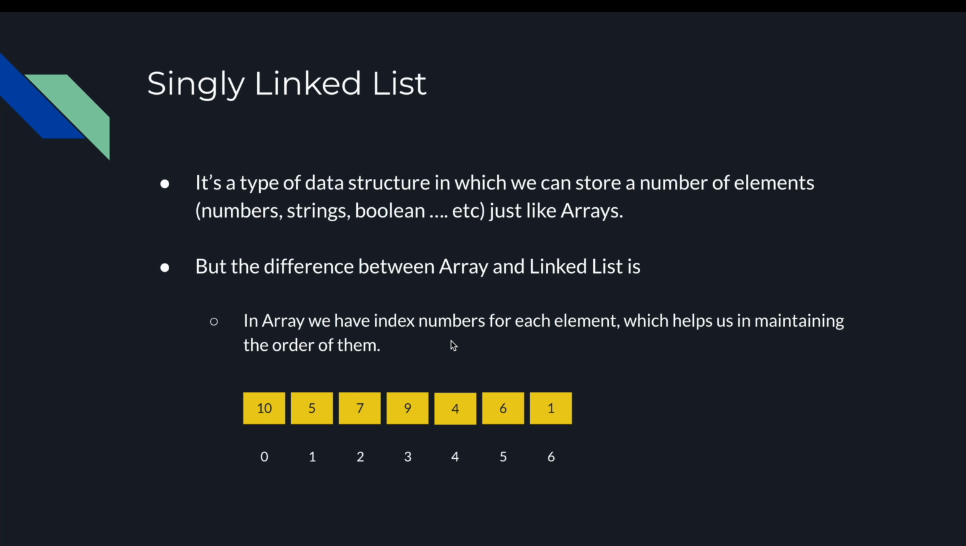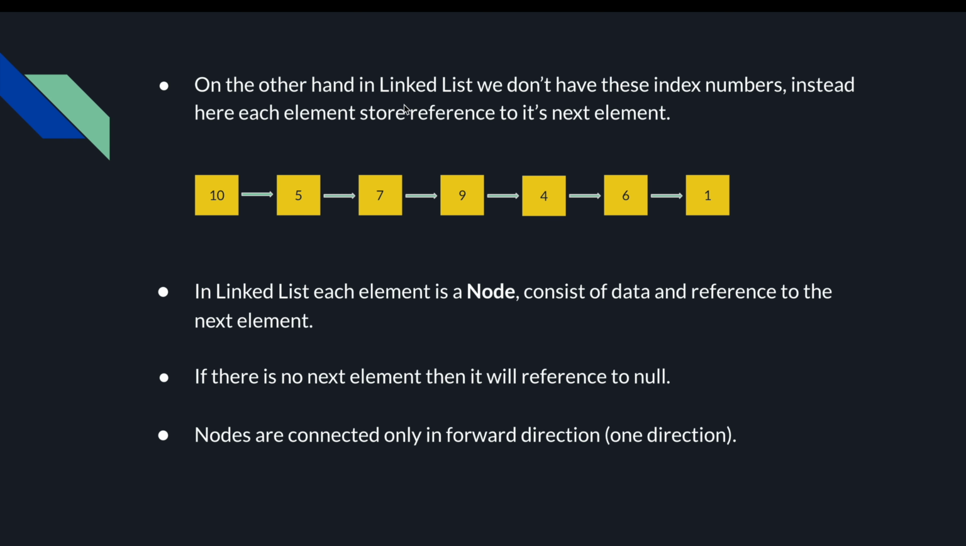So the difference is, in arrays we have index numbers for each element, which helps us in maintaining the order of them, right? For example, you can see I'm having an array here of 7 elements, and each element has its index number, and by using these index numbers we can easily get the elements by their position. Like if I ask you to give me the element at third index, then you can simply return 9 as the output, right? But in linked list we don't have these index numbers.